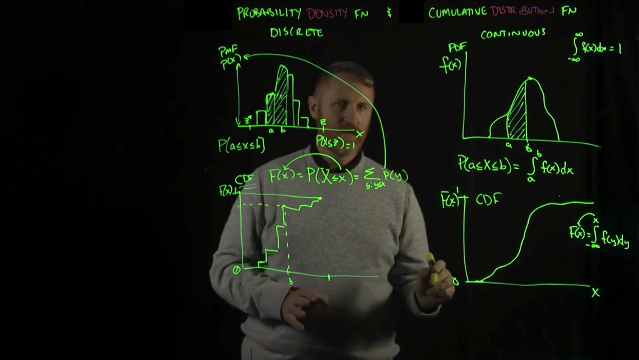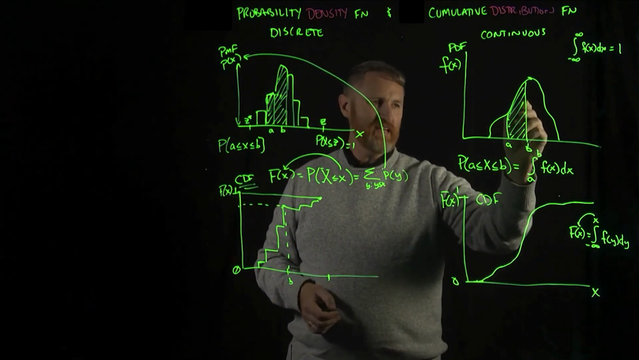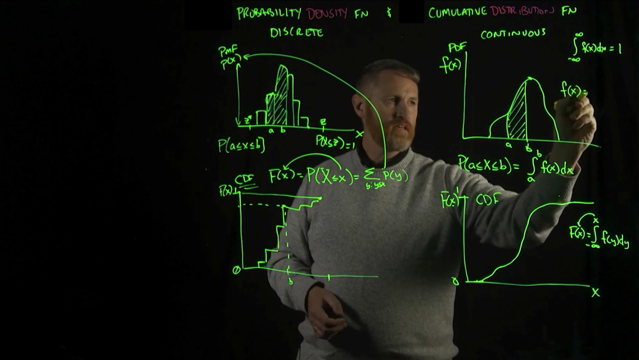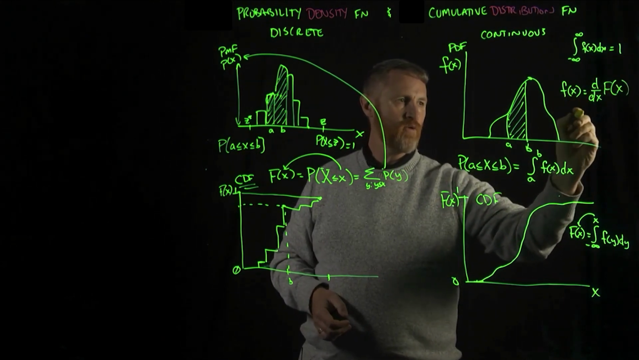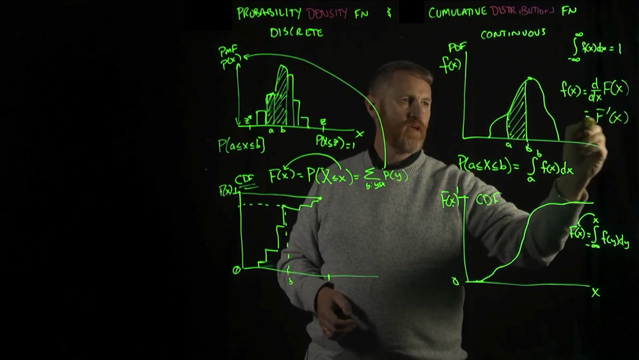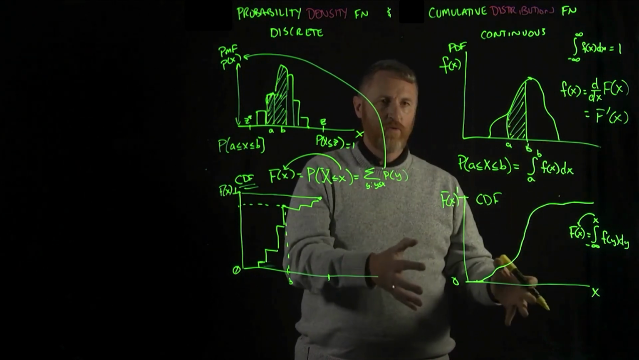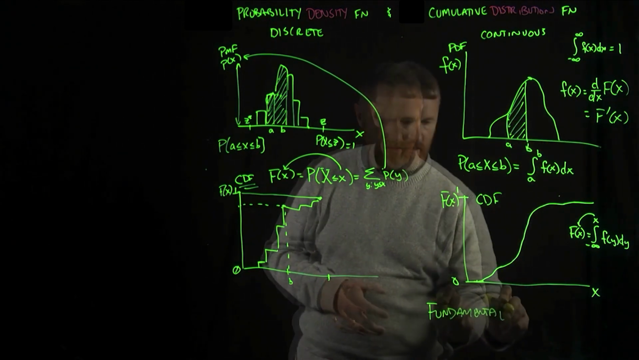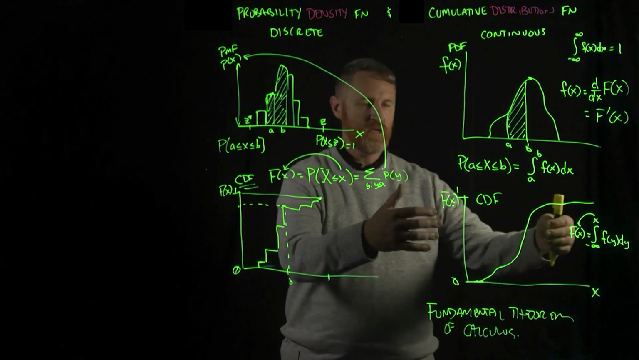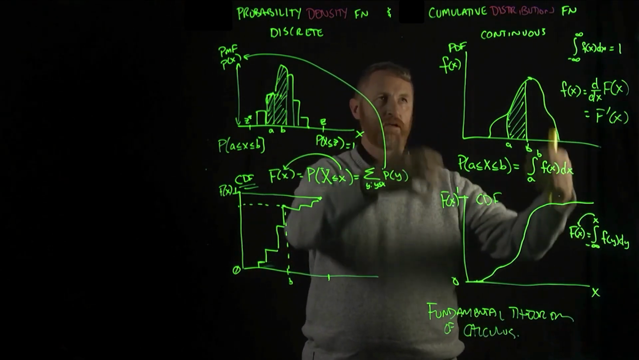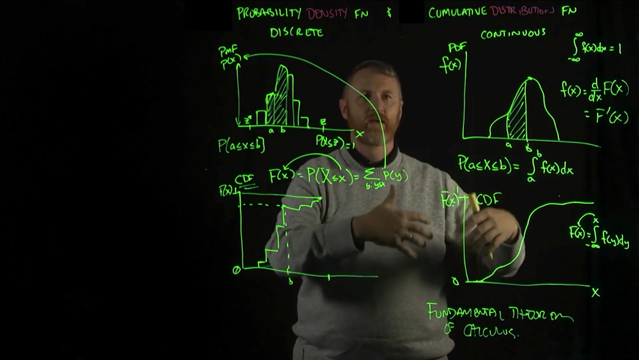Which means a couple of things, right? It means that I can also get this: f of x is the derivative with respect to x of F of x, or you could say F prime of x is the density function. So there is this interesting relationship which we call the fundamental theorem of calculus, which is that the derivative of the distribution function is the density function.